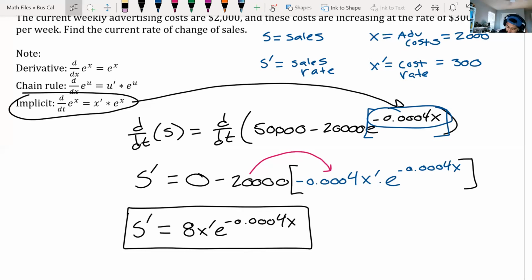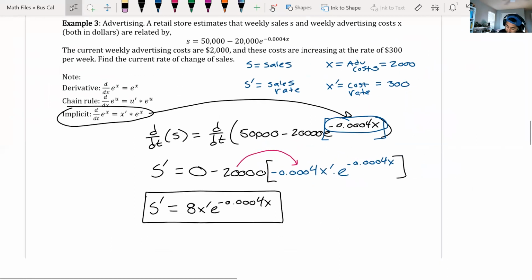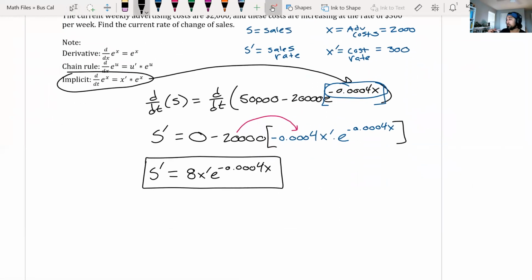Okay. So now we will plug in 2,000 for x and 300 for x prime. So we're going to say S prime is equal to 8 times 300 times e to the negative 0.004 times 2,000.